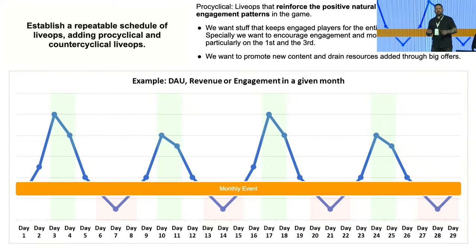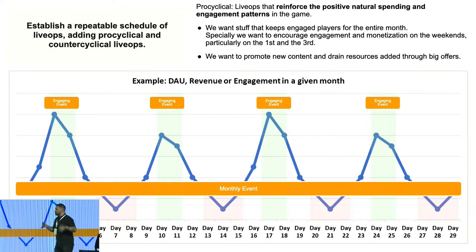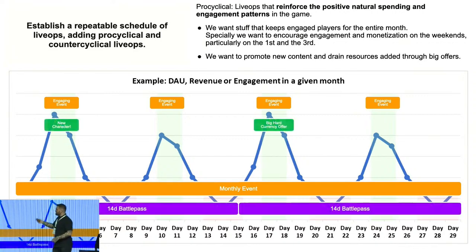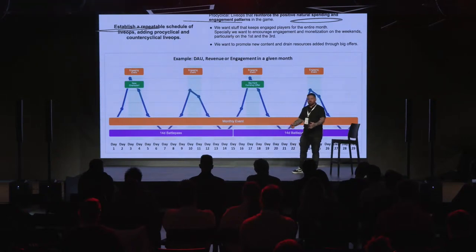First, by adding elements that are pro-cyclical, that try to improve the positive things that we see. We saw that there's a lot of revenue coming on the weekends, particularly on the first and the third. So what we're going to do is drop a lot of events there. We're going to put new characters on the first weekend of the month, a big offer in the third one. Instead of a 30 days battle pass, we're going to have 2 14 days battle passes. So we incentivize the behavior that is natural. Players naturally spend on those weekends, so I'm going to try to make them spend or engage as much as I can on those days.